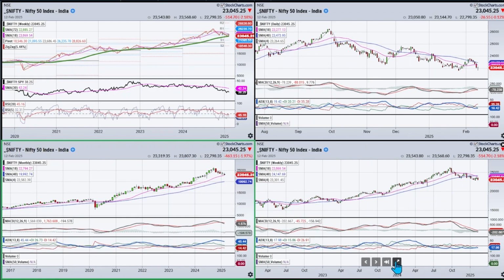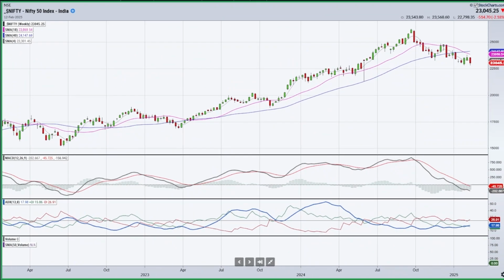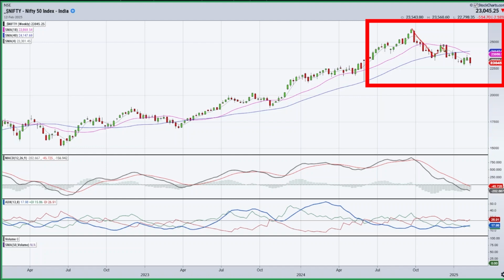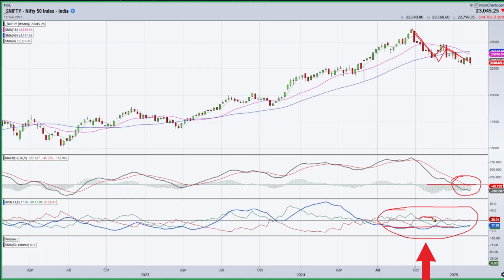Now, if we look at the weekly chart, we've had a nice corrective pattern. We've been overrun through the zero line in MACD, but we don't have a lot of selling pressure in ADX. ADX is low during this decline. Red DI is above the green, but it's not like it's breaking out and showing a lot of strength.